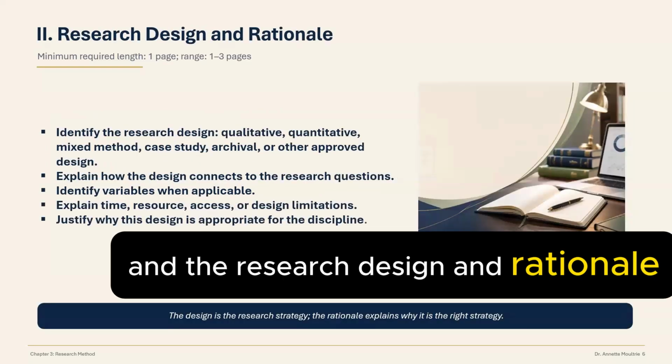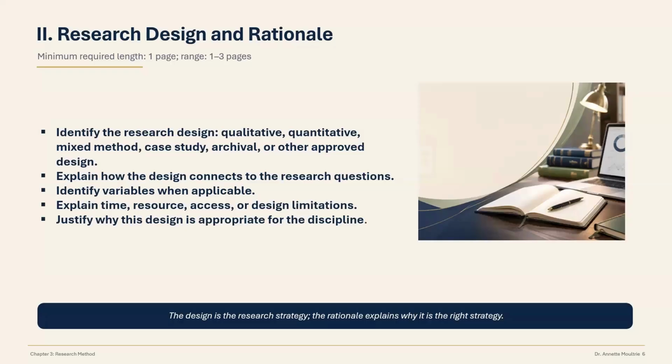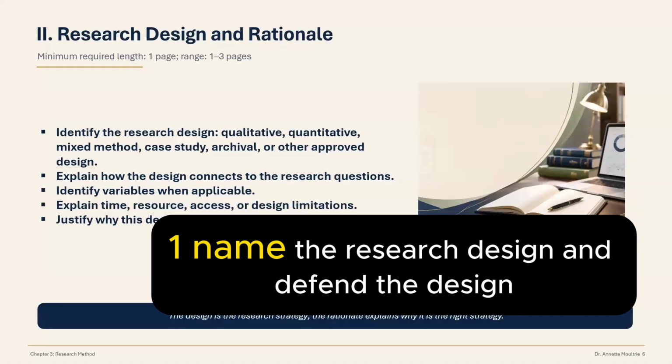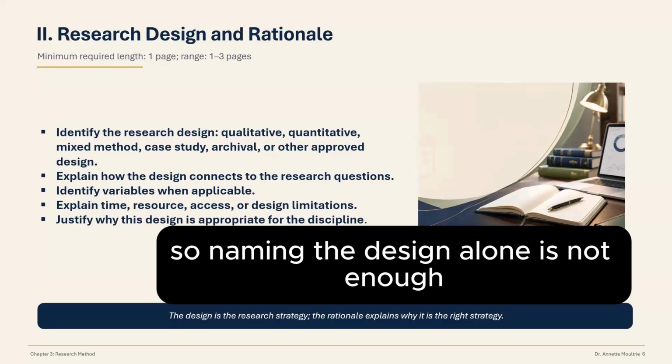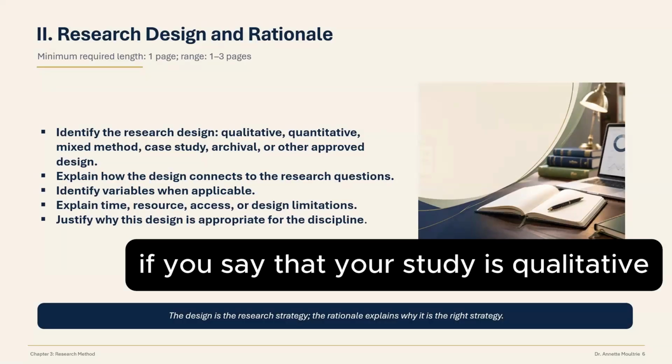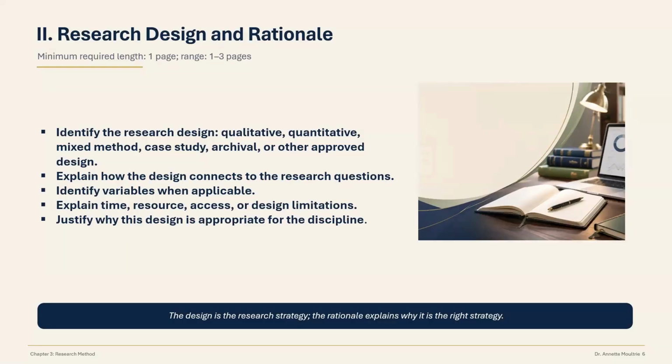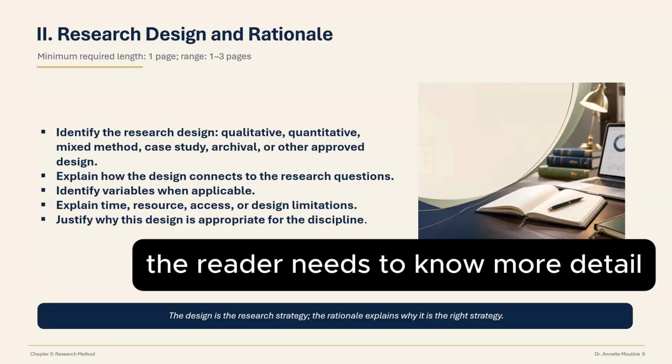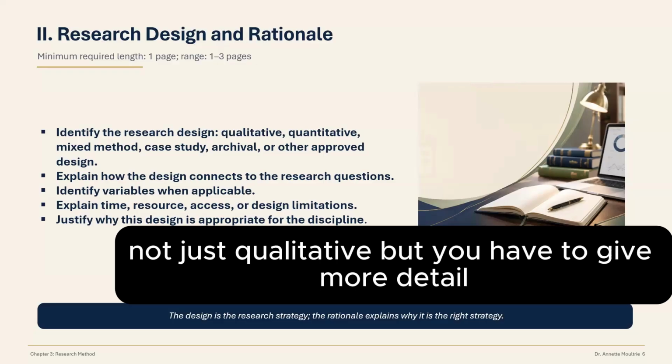And the research design and rationale. This section must do 2 things. 1, name the research design and defend the design. So naming the design alone is not enough. If you say that your study is qualitative, the reader still needs to know whether it is a case study, whether it is an ethnography. The reader needs to know more detail, not just qualitative, but you have to give more detail.